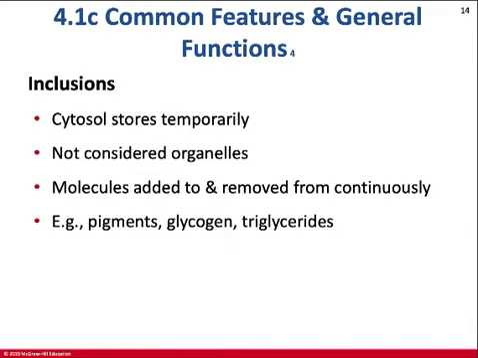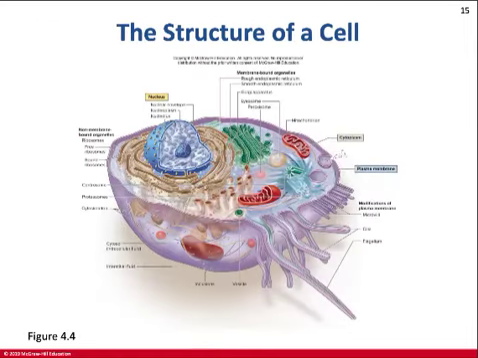Inclusions are simply regions of temporary storage inside the cell, either useful material such as fuel like glycogen or triglycerides, or materials such as pigments or other waste products, sometimes crystals, depending on the cell type. You can see an example of the cell here. We'll go through each of these structures as we wander through. You can see the membrane, the cytosol, the membranous organelles, the nucleus, and the chromatin. And we'll get into each of the components one by one.